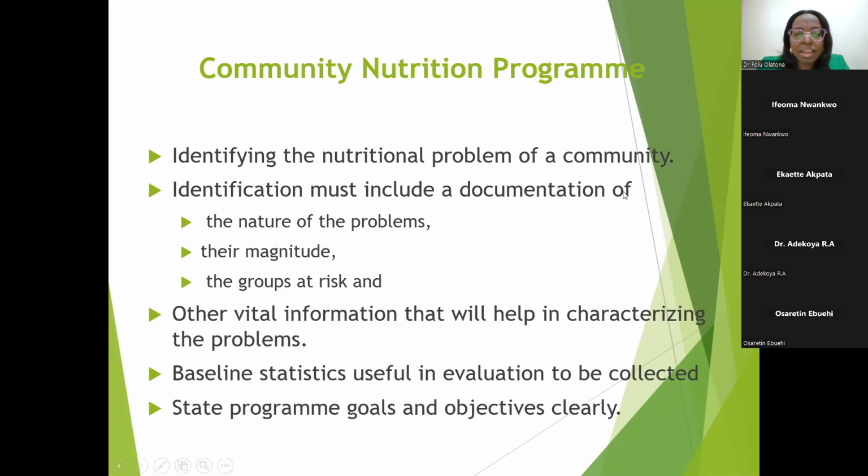So using that anemia example, if you measure at the beginning and you measure later, you discover that maybe instead of 60% who had anemia at the beginning, now 30% have it, you know that your program is successful. So that's why, apart from measuring the statistics, you need to state the goals and objectives of the program. What exactly do you want to achieve?